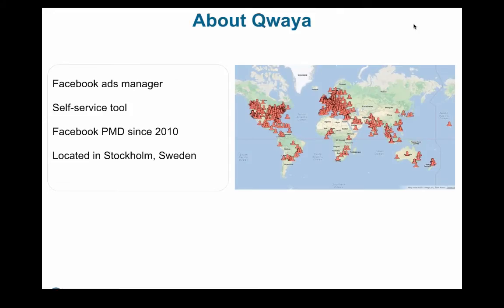So who are we? Qwaya is a Facebook Ads Manager and it's a self-service tool, which means that we don't offer a managed service. You need to set up and manage the ads by yourself, but hopefully Qwaya will help you speed up that process and remove some of the manual work it usually takes. We've been a Facebook preferred marketing developer since 2010 and we're located in Stockholm in Sweden. And as you can see by the map, we have customers all around the world. And I think we have customers in around 80 or 90 countries at the moment.